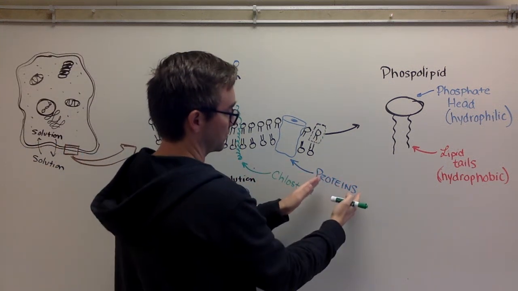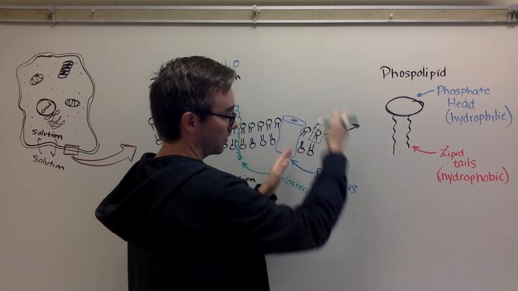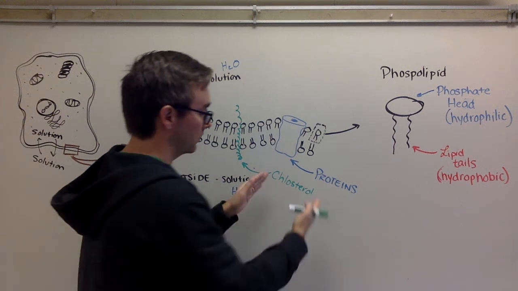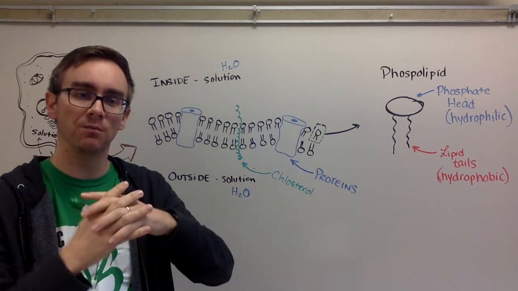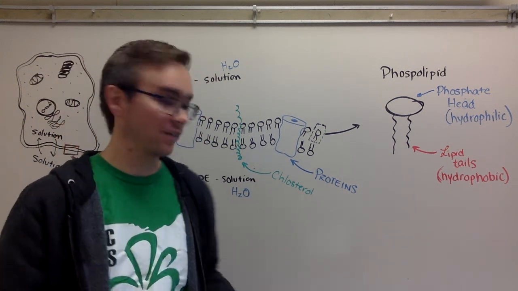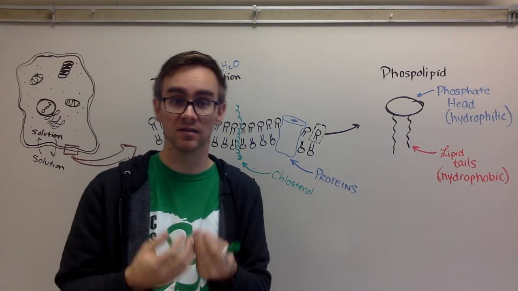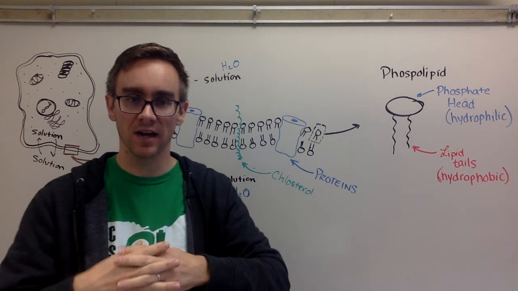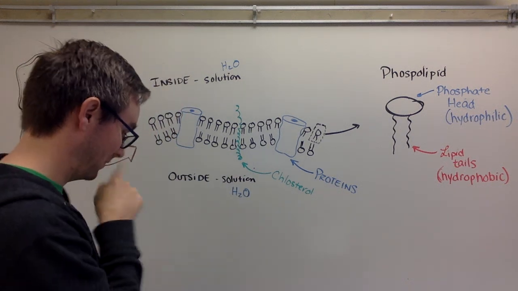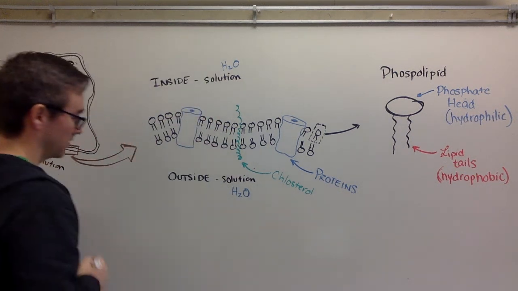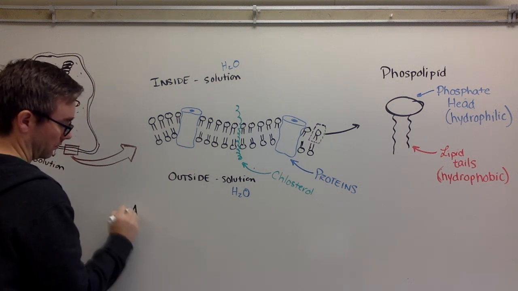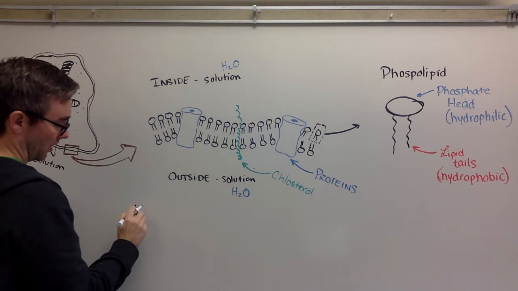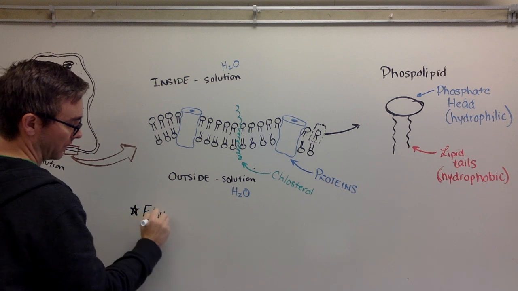Some proteins are used for transport. Some proteins are used for signaling. Cholesterol's job gives it this fluid motion. Cholesterol is a type of fat, a type of lipid, and it gives it that fluid bubble-like motion. So here we have a very fluid-like barrier.